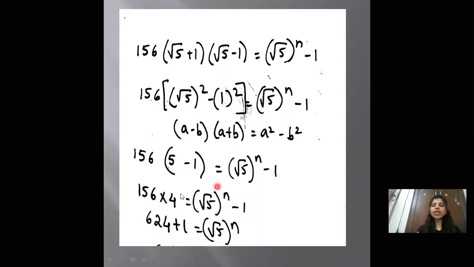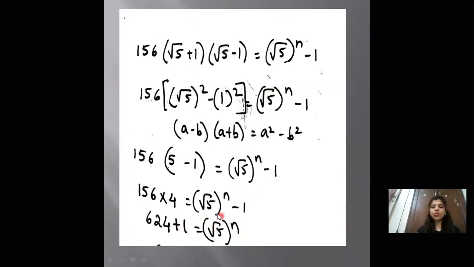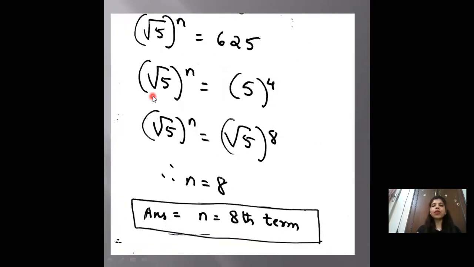This minus 1, when I take it to the other side, it becomes 624 plus 1 is equal to root 5 raised to n. That is 625 is equal to, now what I have done is, here you can see which was on the right side, I have taken it to the left side. And whatever was on the left side, I have taken it to the right side. So I get the value root 5 raised to n is equal to 625. Now what I am doing is 625.